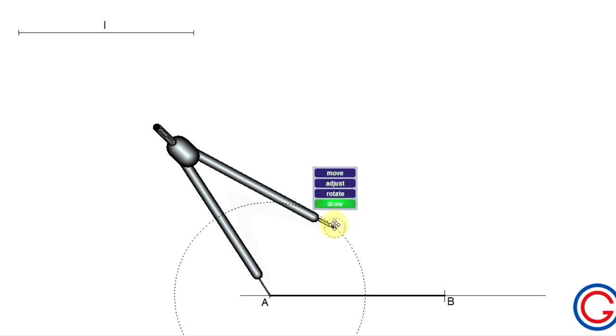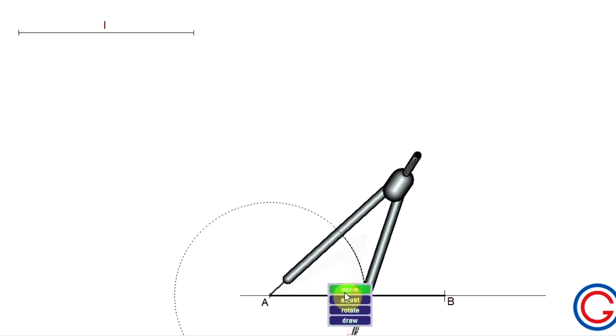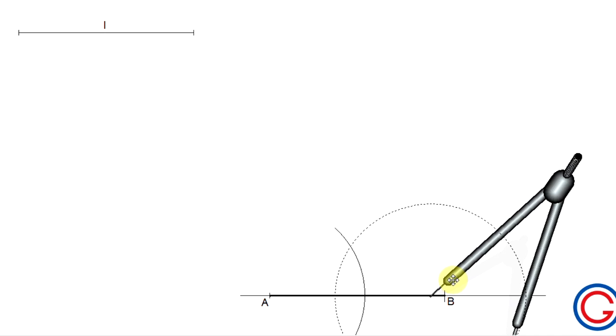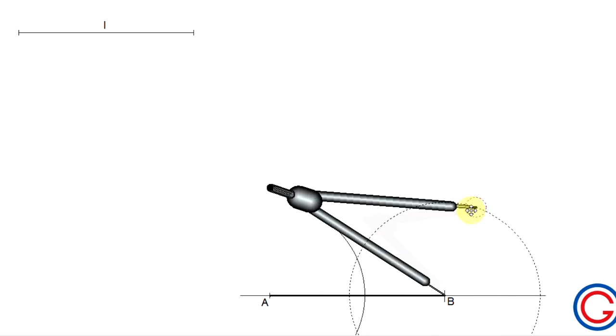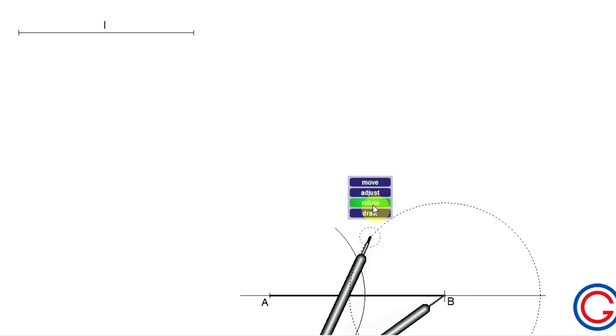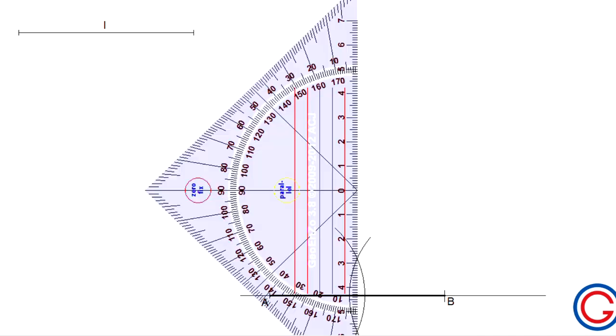Now we need to draw the perpendicular bisector of the base AB. To do this, I remind you we must draw two arcs with the same radiuses. These radiuses must be longer than half of the base as shown in the video. And then the second arc with the compass positioned on point B. This arc will cut the first arc in 2 points as shown in the video. The perpendicular bisector is the line which passes through these 2 points.